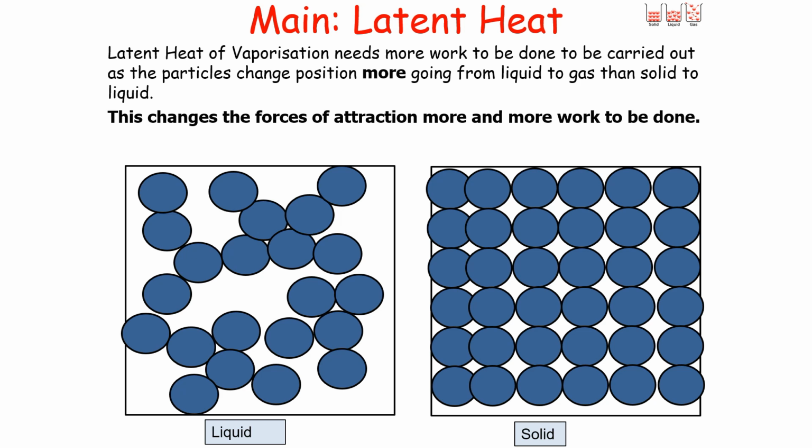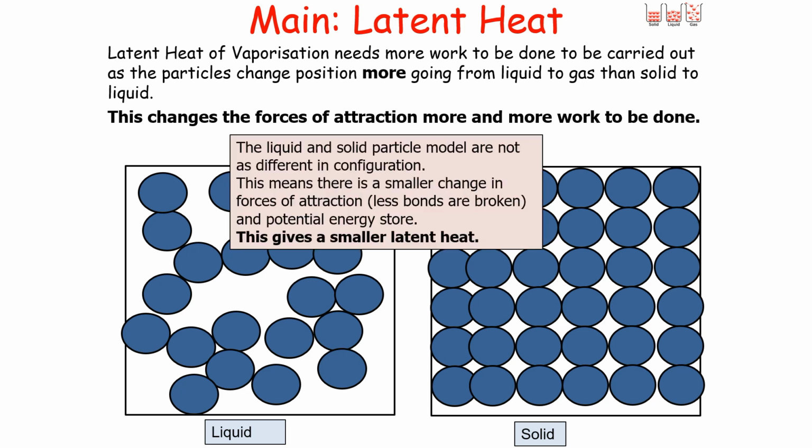Whilst if you have a liquid to a solid, or vice versa, the liquid and solid particle models are not that different in configuration. So there's a smaller change in forces of attraction, so less bonds are broken, and the potential energy store changes less, so it gives a smaller latent heat.